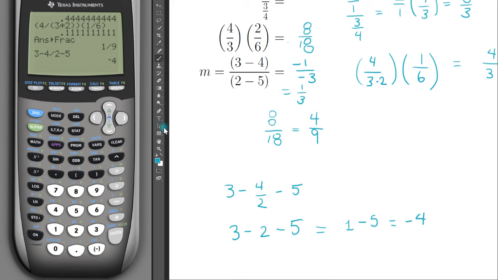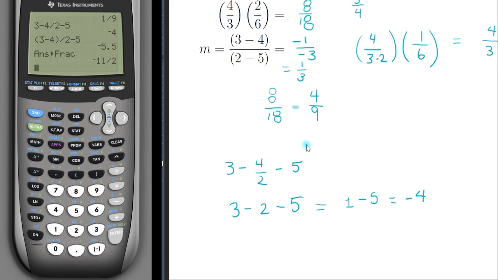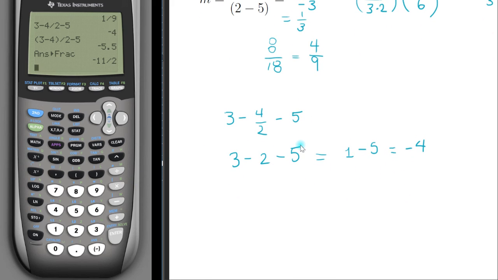So for example, I'm going to do the slope again, but this time I'm going to write the parentheses. So parentheses 3 minus 4 parentheses divided by, and here you must use another parentheses. Look what happens if I forget the second parentheses. 2 minus 5. -5.5. That doesn't make sense. I need 1/3. Is that the same thing? Clearly not. What happened?